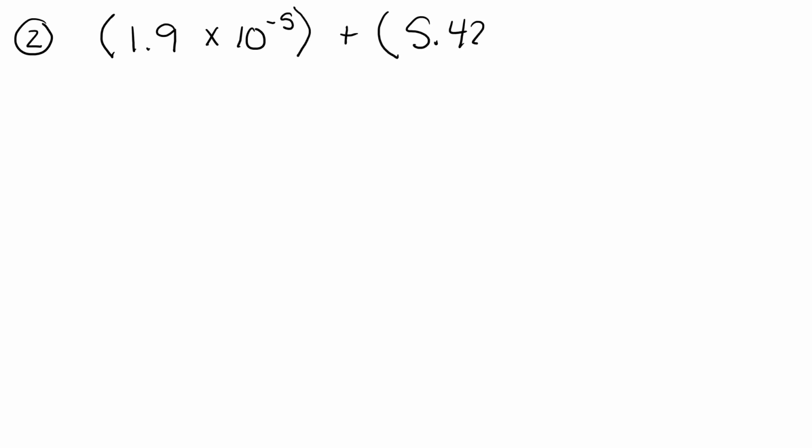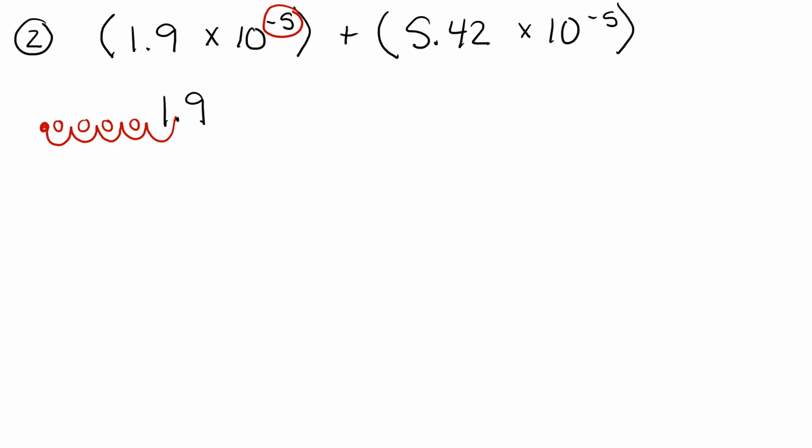For number 2, we have the number 1.9 times 10 to the negative 5th. We're going to add that to 5.42 times 10 to the negative 5th. We start by moving our decimal point 5 times. Because it's negative, we're going to move the decimal towards the front, so the zeros are in the front. 1, 2, 3, 4, 5. We plug in those place values with zeros, and we rewrite our answer.